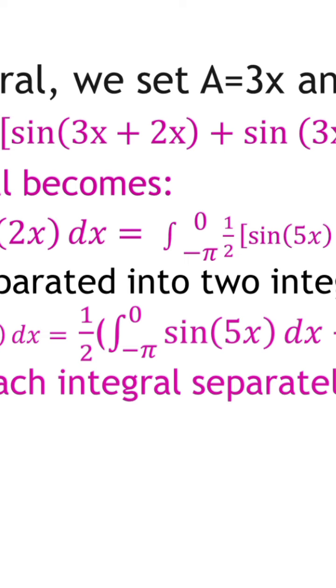Sine a cosine b equals 1/2 times the quantity sine of (3x plus 2x) plus sine of (3x minus 2x), which gives 1/2 times sine 5x plus sine x.